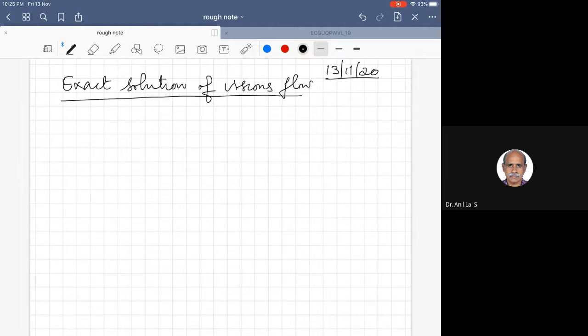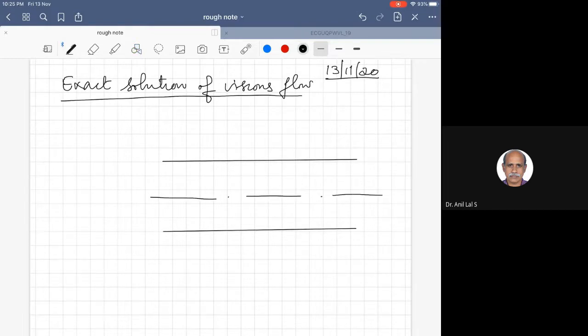So to start with, I will do the solution of the viscous flow between two parallel plates. So these are two parallel plates. This is the center line. Parallel plates.